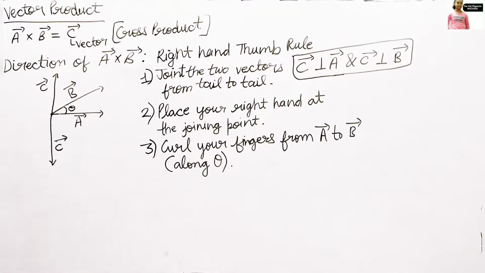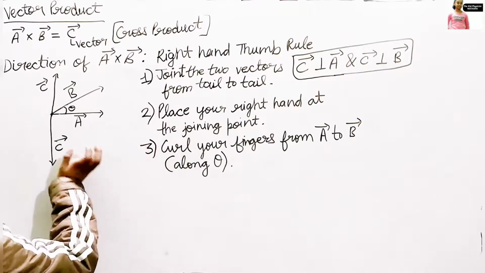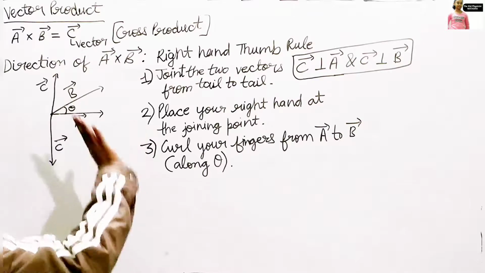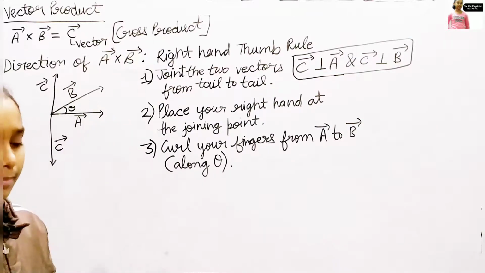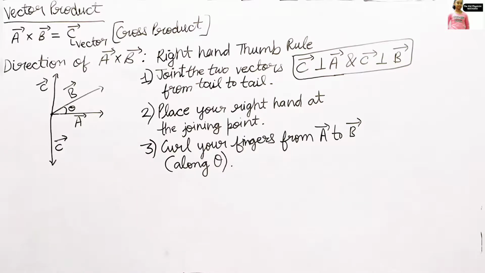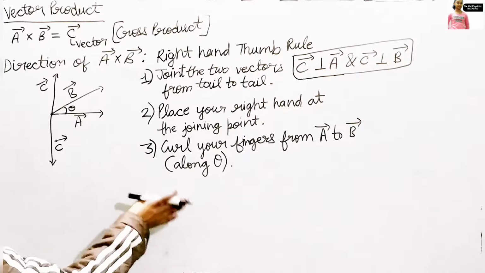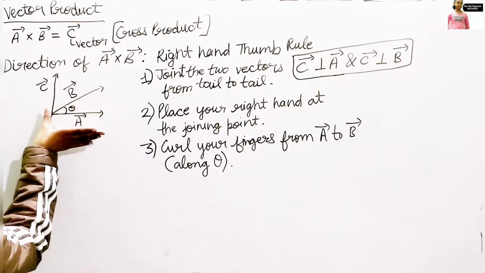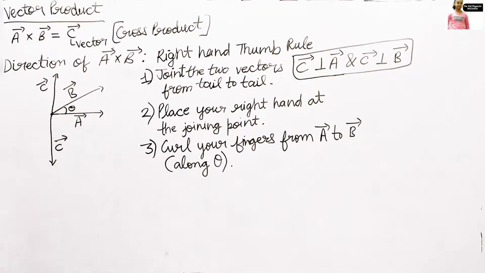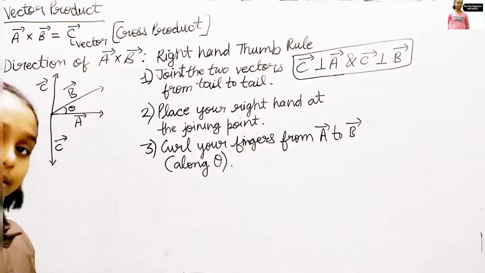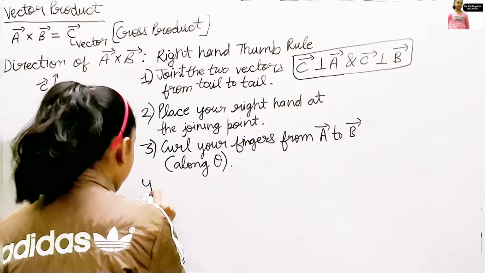So we always use the right hand thumb rule, not the palm rule, only the right hand thumb rule. Got it? Always use the right hand thumb rule along theta, meaning along the smaller angle. Not like this, the smaller angle. Got it? So what is the fourth point?